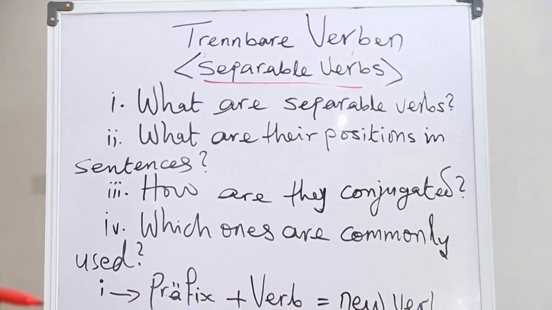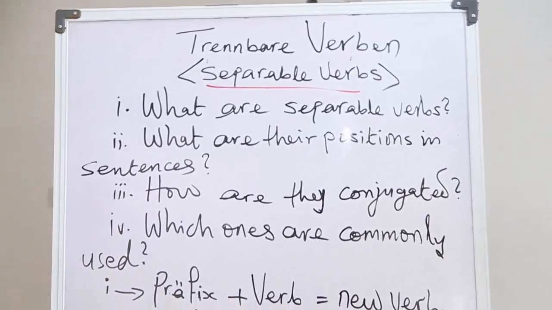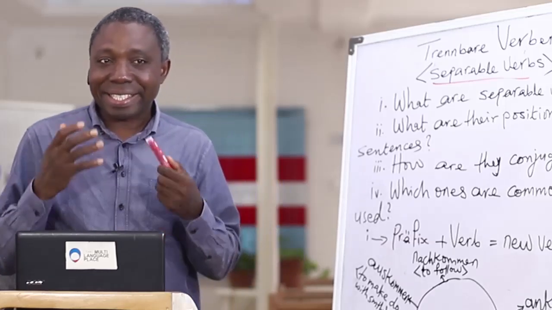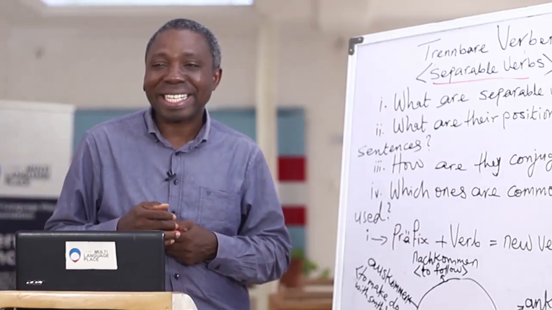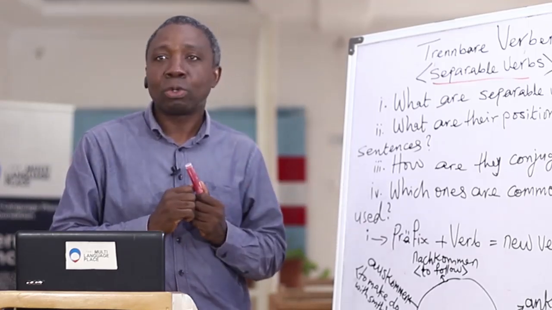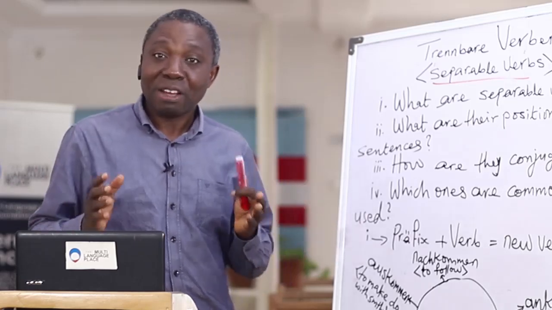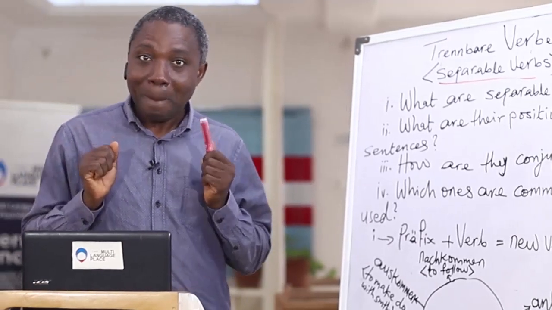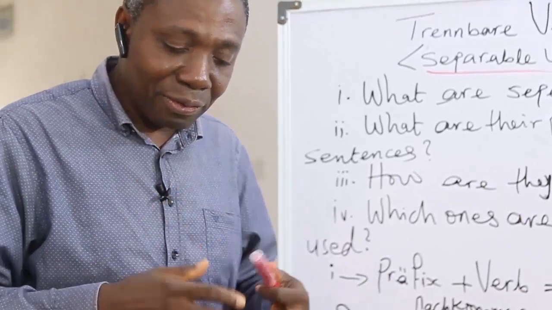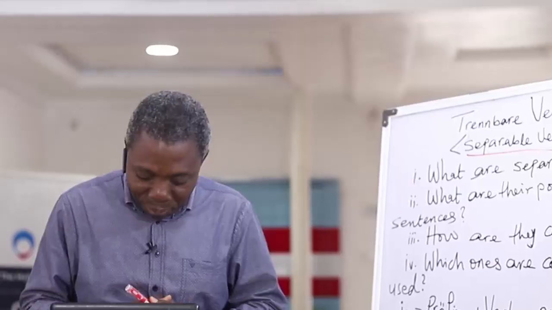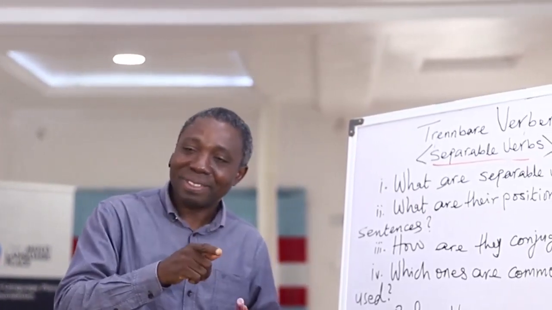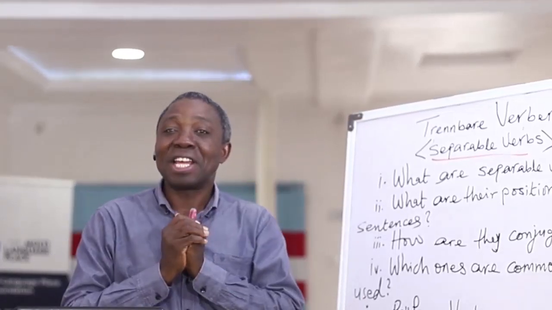What are separable verbs? Or if you like, what are trennbare Verben? These separable verbs are verbs that take a range of prefixes. We have talked about verbs without prefix. But now we have come to another set of verbs, and these verbs have different kinds of prefixes. As a result of the prefixes that are added to them, the verb changes in meaning.